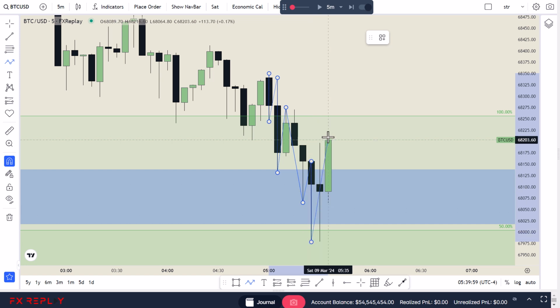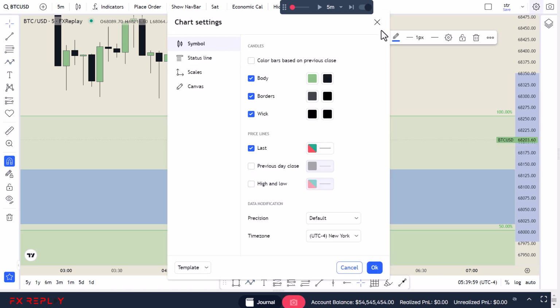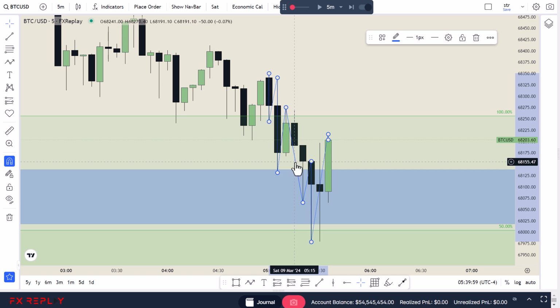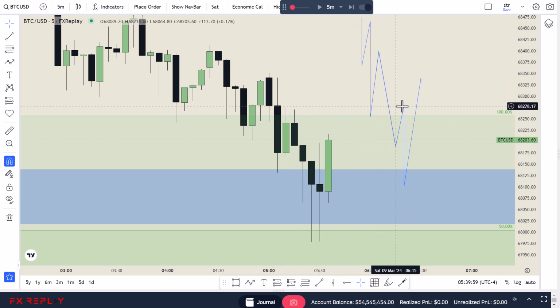And as you can see here, we broke and closed above the previous high that created the low. So this is a valid flip. As you can see here, we have a market structure shift here.